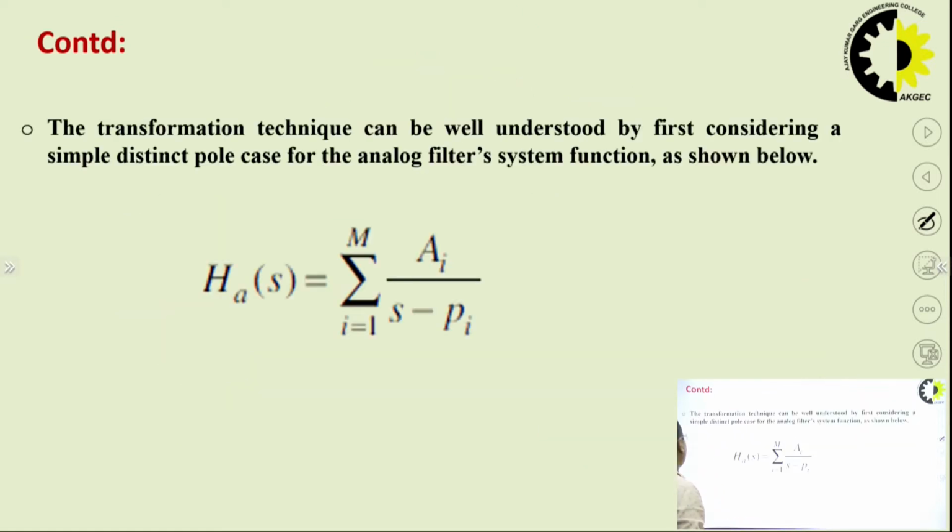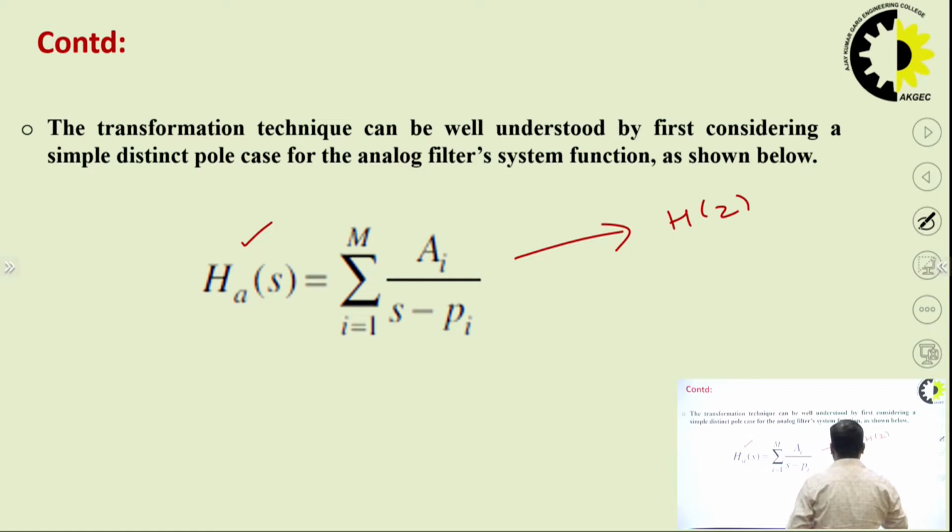So in the first formula, suppose our analog filter Hs is equal to summation of i equals 1 to m, ai upon s minus pi. I am supposing this is our Hs. So by using impulse invariant, you have to convert this Hs into Hz. So what you have to keep in your mind, three steps here. In the first step, you have to take its inverse Laplace transform.